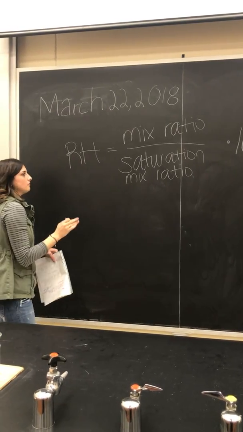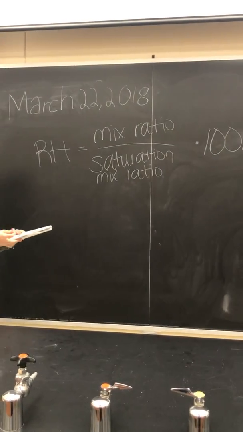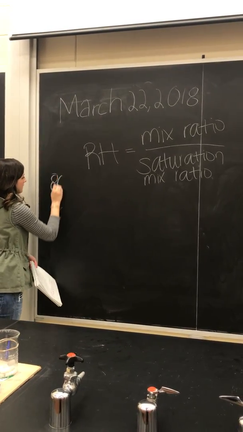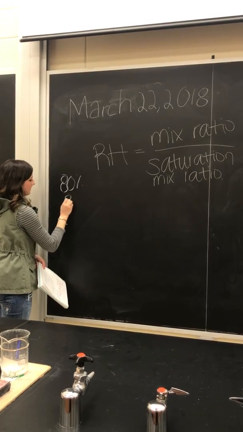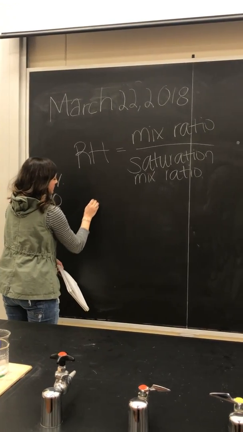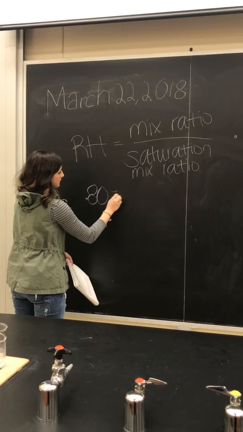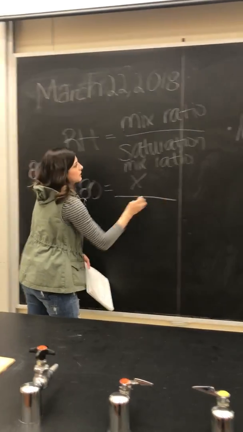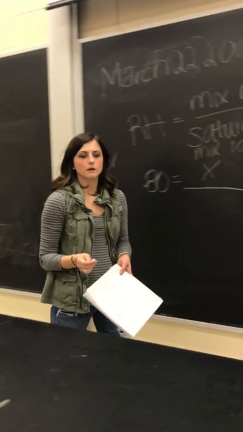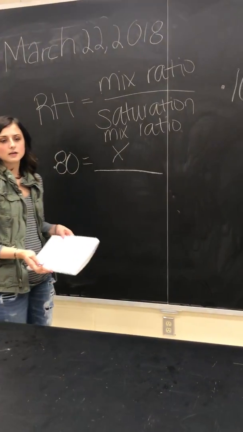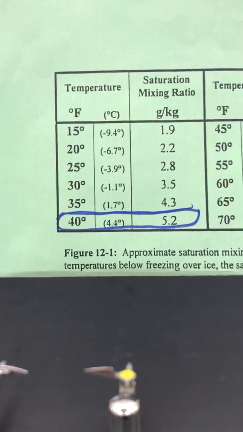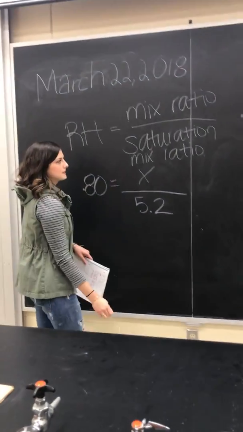However, we know that it is 80% humidity in Boston today, so 80% in decimal form is 0.80, so relative humidity is 0.80. We don't know our mixing ratio, that is our variable x. But for our saturation mixing ratio, we use a chart and it tells us based on the temperature what number to use. So we know it's 40 degrees today, so we are going to use 5.2 for our saturation mixing ratio.